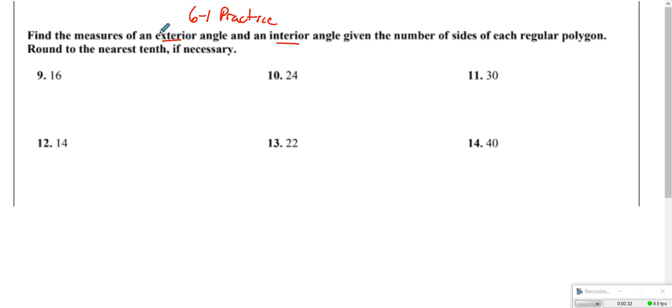Now we know that the sum of the exterior angles is always 360. So we don't have to do any extra math to figure out what the sum is going to be. No matter how many sides it has, 40 sides, 22, every single one of these, the sum of the exterior angles is always going to be 360. So to find each one, let me write exterior right here. We're going to take 360, and then we're going to divide it by the number of sides, 16.